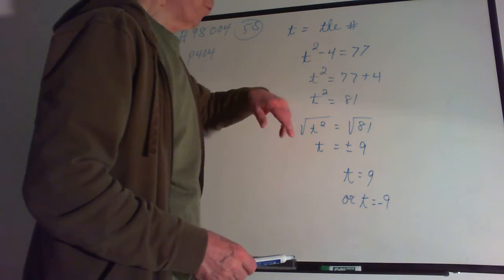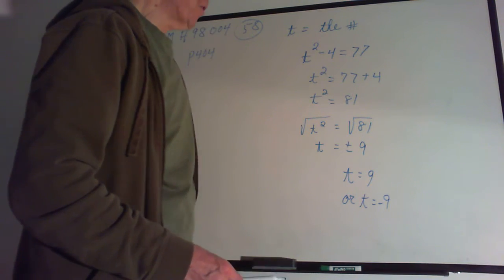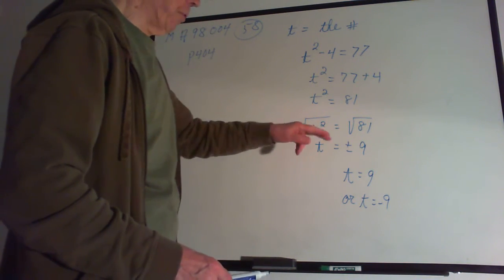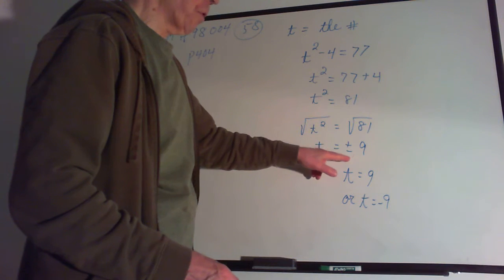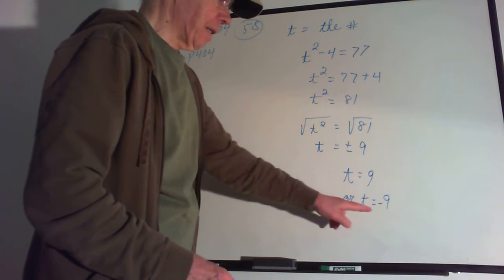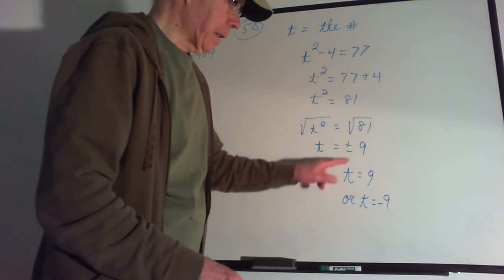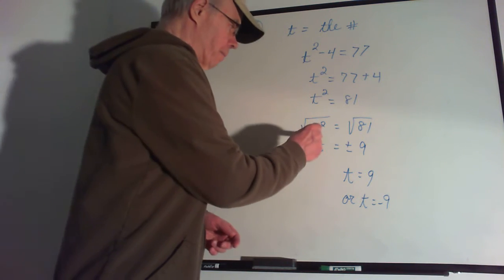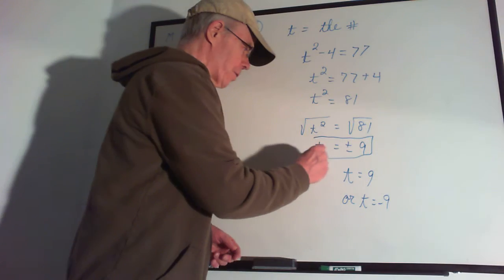All right, add 4 to both sides. I get t squared equals 81. Take the square root of both sides, I get t is equal to plus or minus 9. This means that t is equal to 9 or t is equal to negative 9. You need to know the symbolism. Normally you will find the answer written this way.